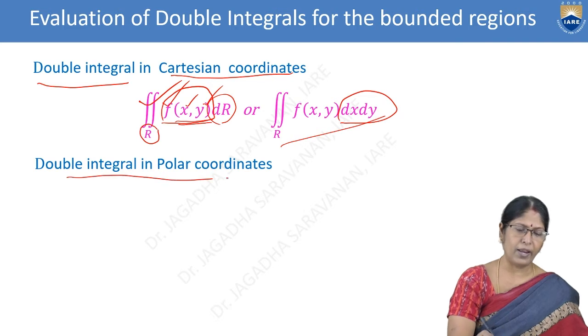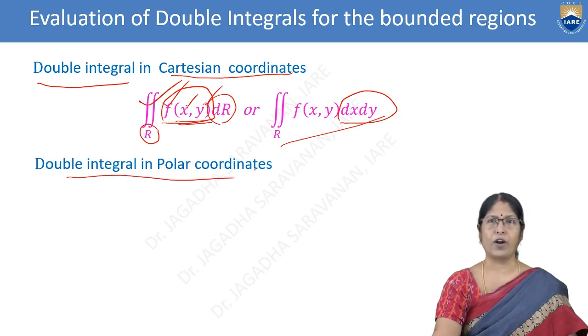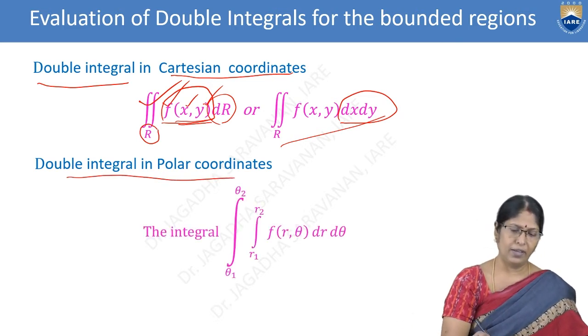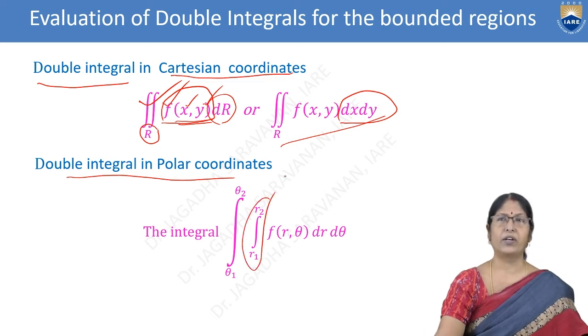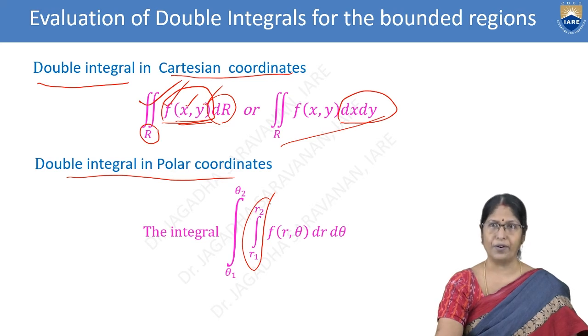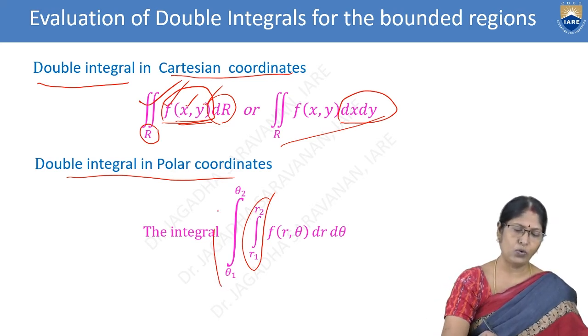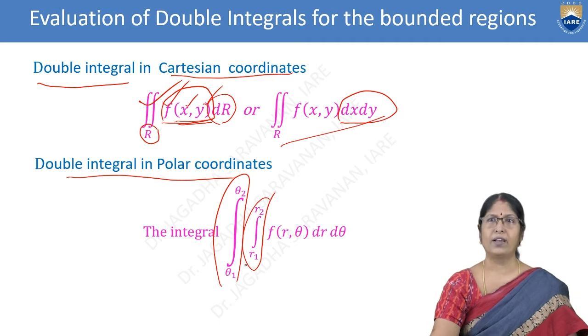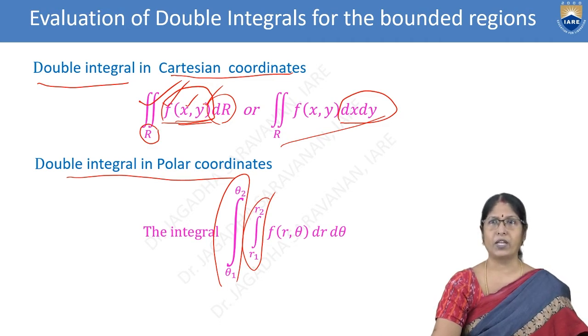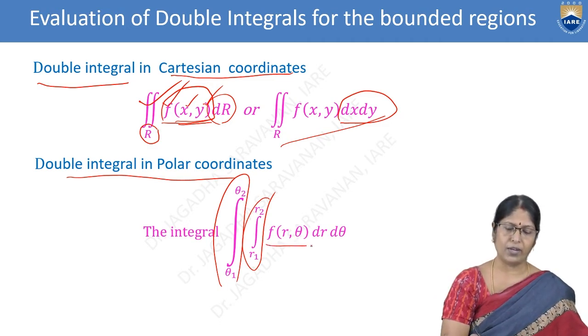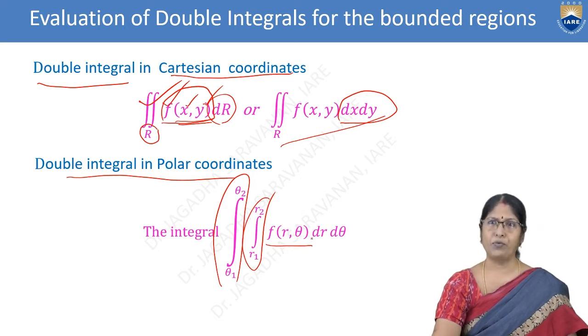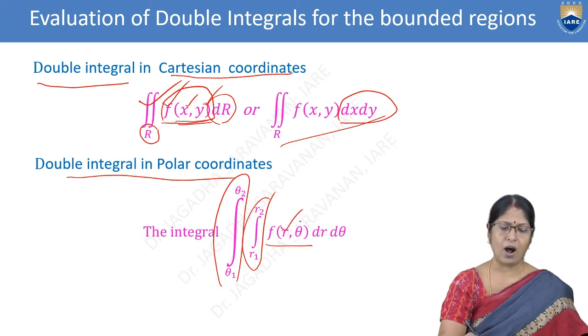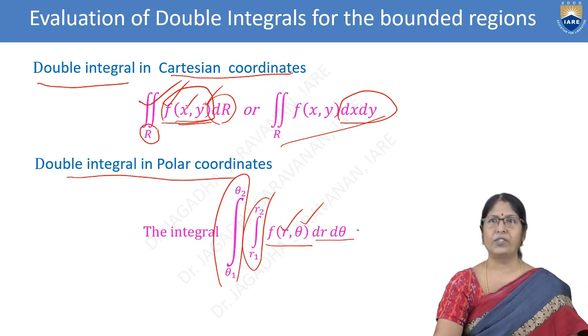Now the double integral in polar coordinates. Here the interior integration is from R1 to R2, that is the radius. The outermost integration is from theta 1 to theta 2. Here the function is defined in terms of r and theta, and we will do the integration with respect to r and theta.